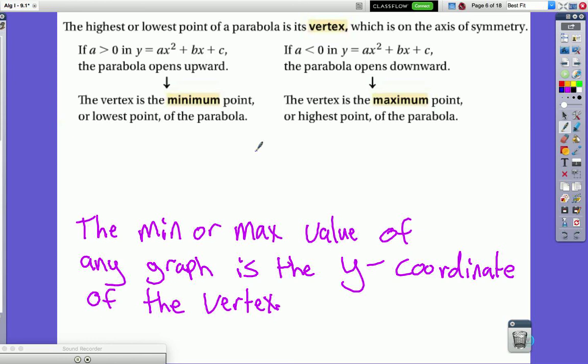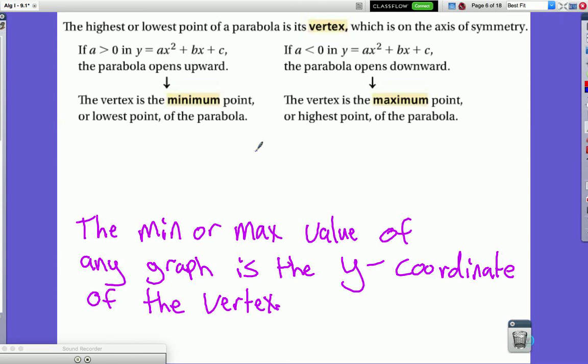All right, so the highest or lowest point of a parabola is called its vertex. This is something that needs to be in your notes. The vertex is the highest or lowest point on your graph. We just talked about the minimum and maximum values on the previous page. The vertex is a minimum when A is greater than 0, and it's a maximum when A is less than 0.